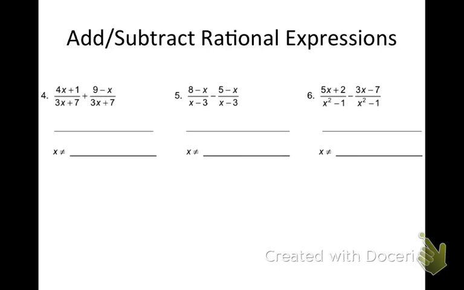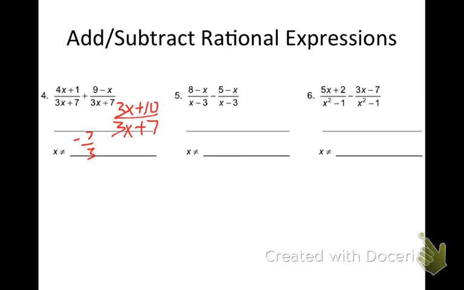All right, let's go through these here. Number 4, when you add combining like terms, what do you get, Garrett? 3x plus 10 over 3x plus 7. Nice job. And my extreme would be what then, Sage? X cannot equal? Yeah, x cannot equal negative 7/3.